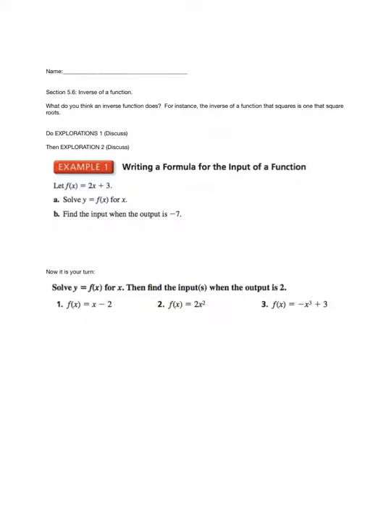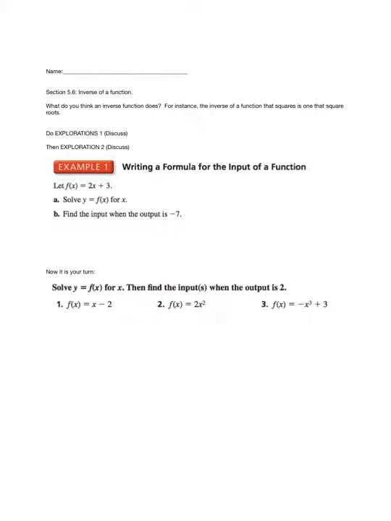Okay, whether or not I lost you, I don't know. But at this point, what I'd like to do is show you a little bit of the nuts and bolts of what you're going to be expected to do. Example 1 is pretty simple. They're saying write a formula for the input of the function. The idea is that we usually input.